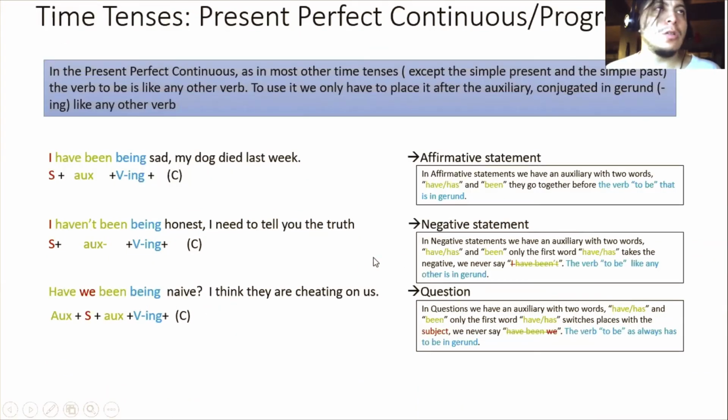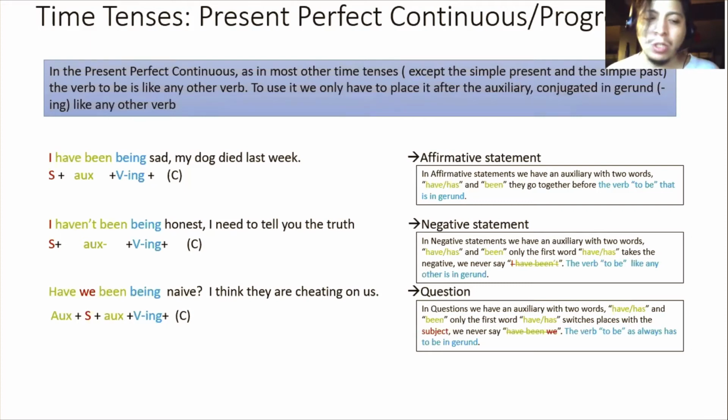Present perfect continuous. Okay. In the present perfect continuous, as in most other time tenses, the verb to be is like any other verb. To use it, we only have to place it after the auxiliary, conjugated in gerund like any other verb. Okay. So again, I told you this at the beginning. We have 12 time tenses, and the two most difficult ones are the simple present and the simple past because they have a lot of exceptions.